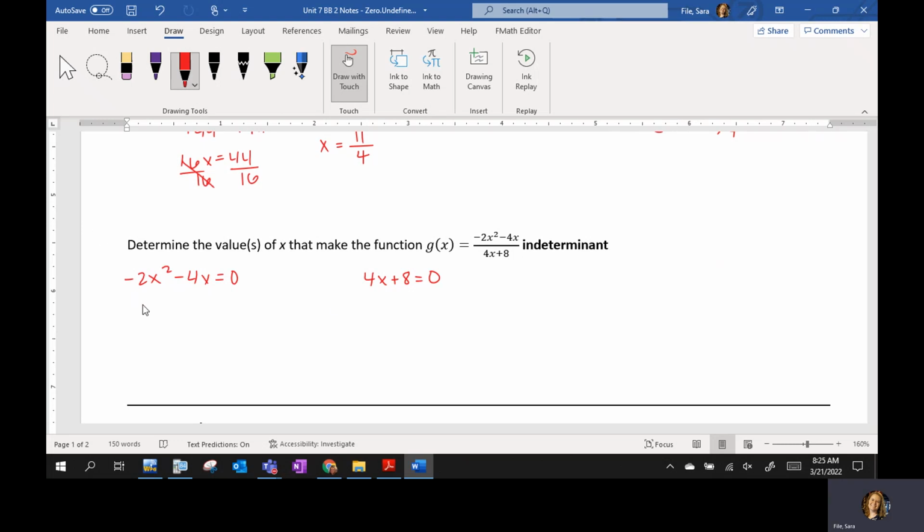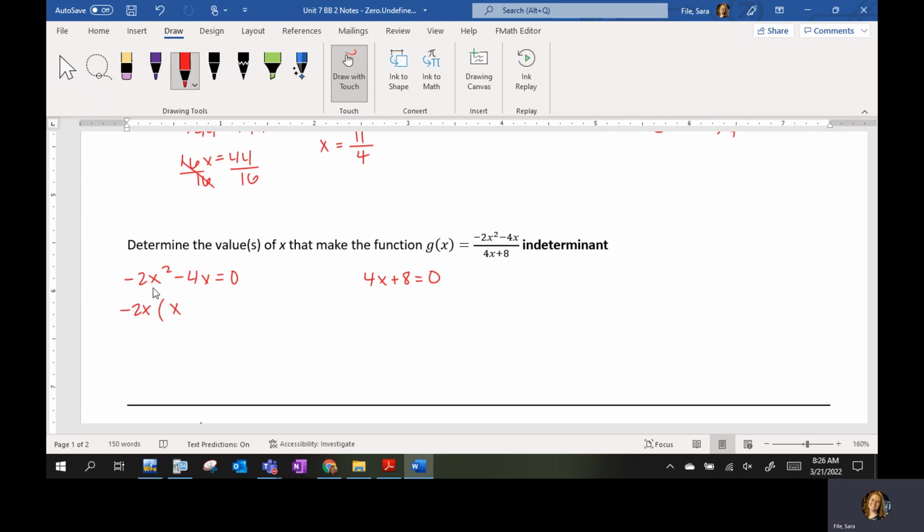Okay, so that would be add the 4x. Well, actually, here I would factor to solve this one. What could I factor out of here? Negative 2x, right? They both have x. If I factor out negative 2x, what does that leave me with? Okay, so for the first term, it's no longer going to be squared because I factored out one of the x's, so I'll just be left with x.